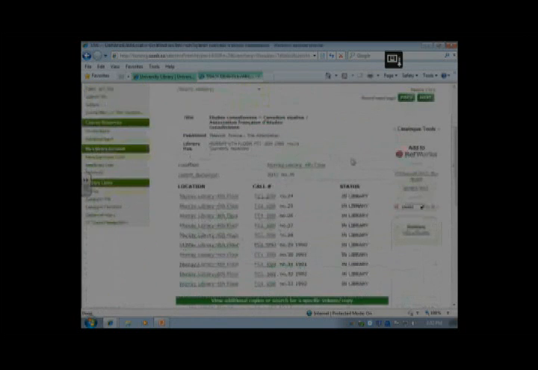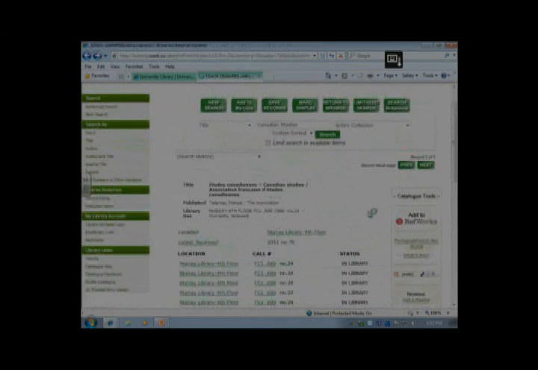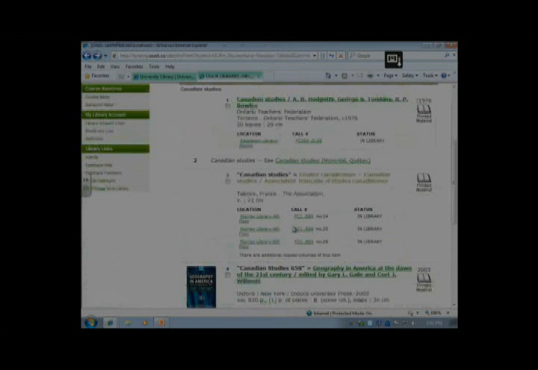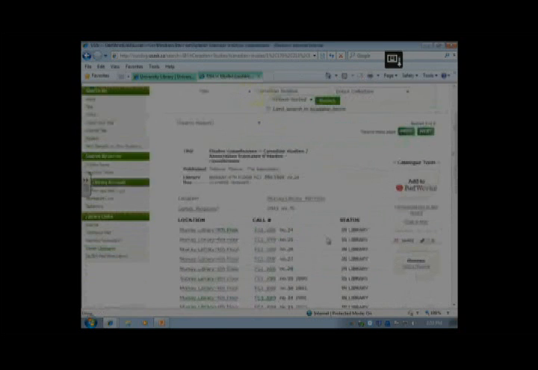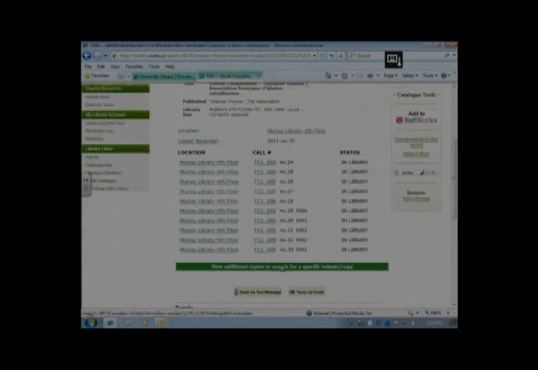When you open up the record, so when it came up, you had a little bit of information here with the location, 4th floor of the Murray Library, a call number, there is volume information there, but once you open it up, then it starts to break it down.